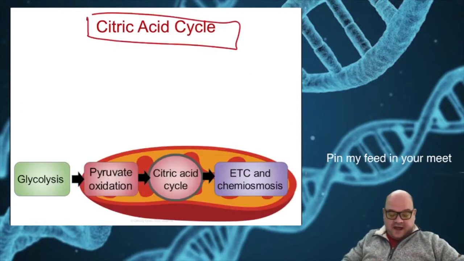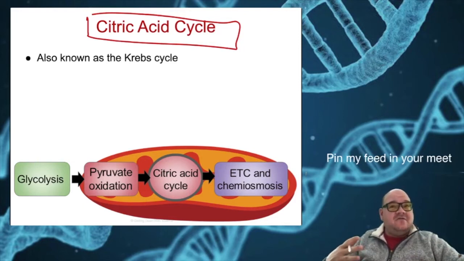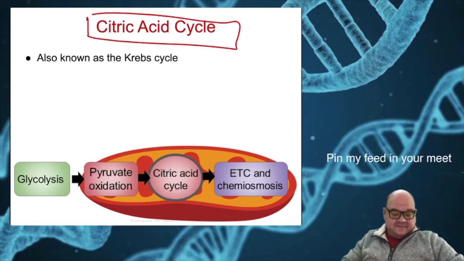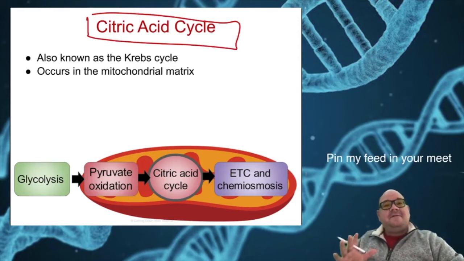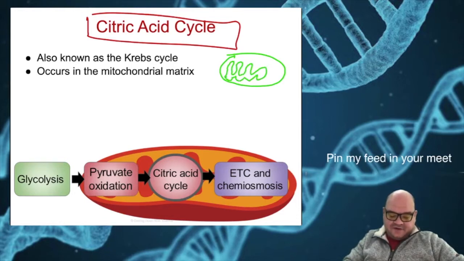So we're now in the citric acid cycle. Let's take a look at it. Okay. Also called the Krebs cycle. Okay. So Krebs, citric acid cycle are the same thing. This happens in the matrix. And if you remember, the matrix is the stuff inside of the inner membrane. Okay. So the matrix is this purple area up here that I'm shading in.